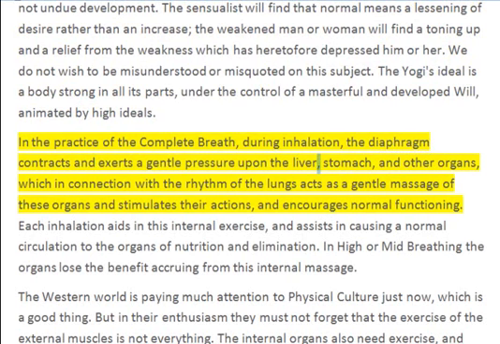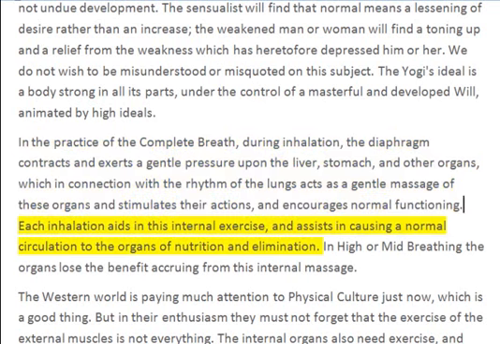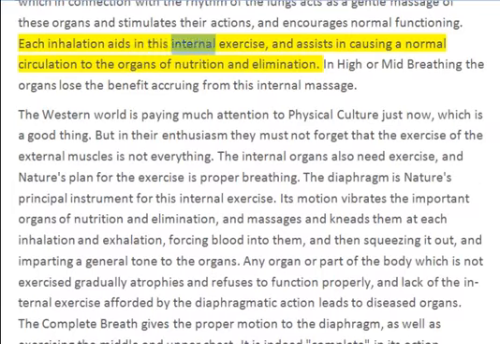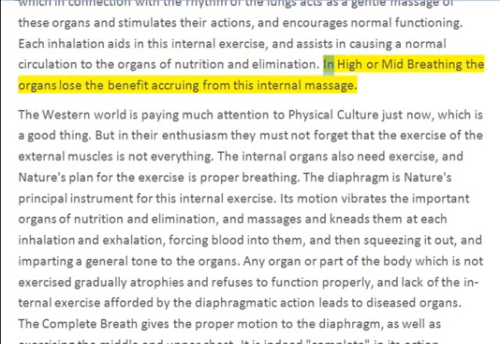In the practice of the complete breath, during inhalation, the diaphragm contracts and exerts a gentle pressure upon the liver, stomach, and other organs, which in connection with the rhythm of the lungs acts as a gentle massage of these organs and stimulates their actions, and encourages normal functioning. Each inhalation aids in this internal exercise, and assists in causing a normal circulation to the organs of nutrition and elimination. In high or mid-breathing the organs lose the benefit accruing from this internal massage.